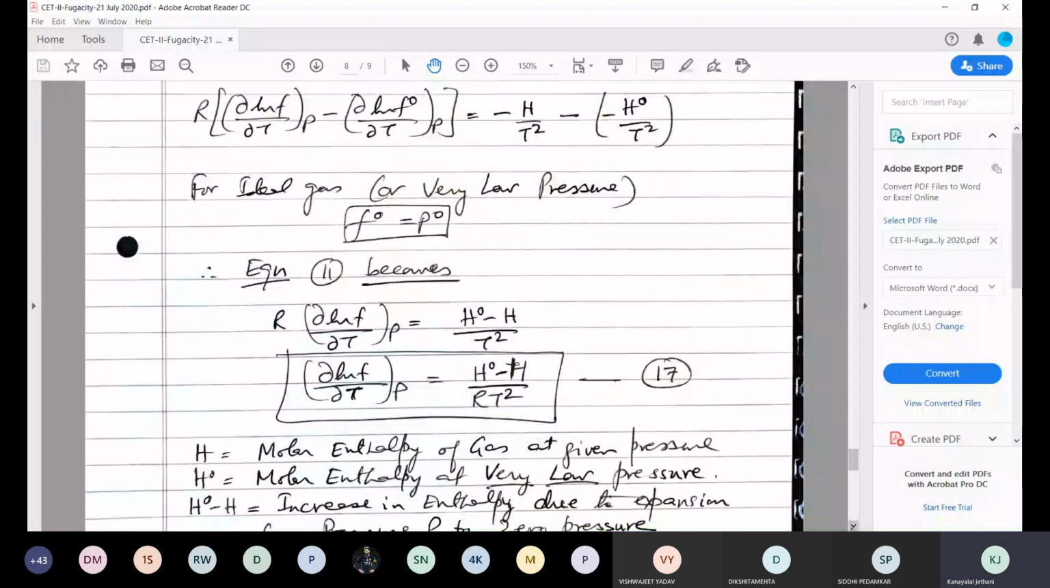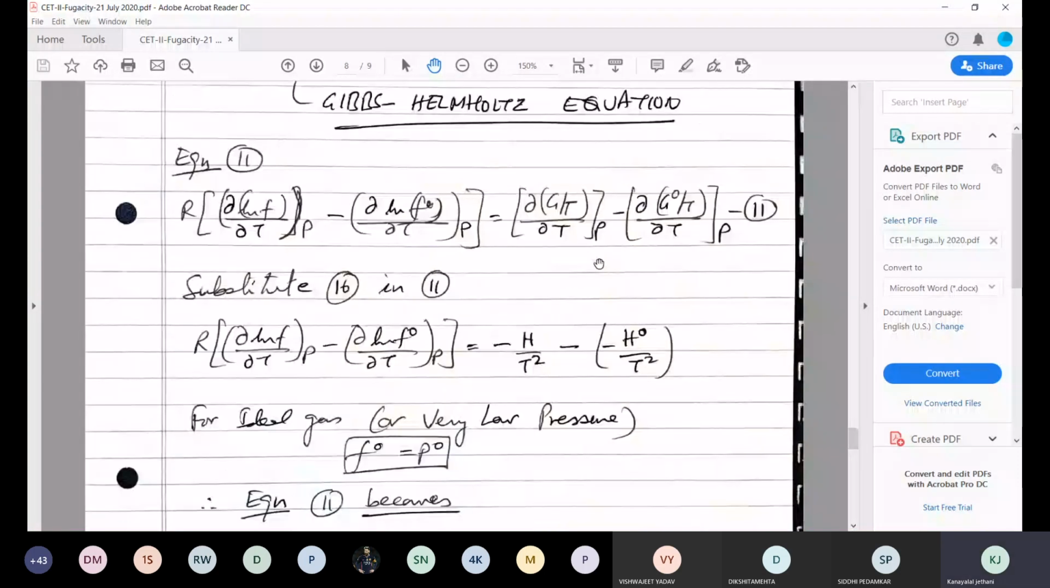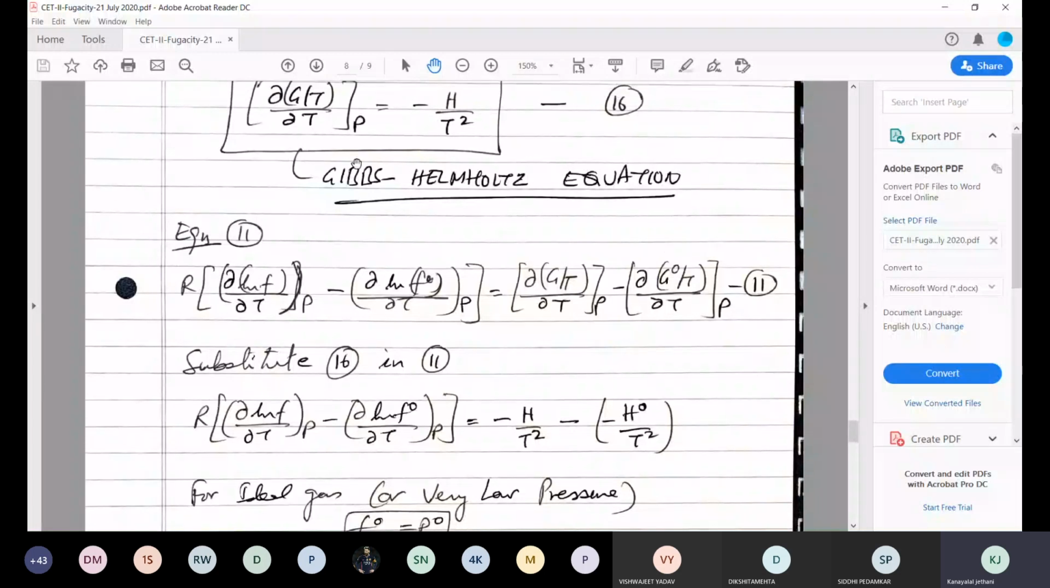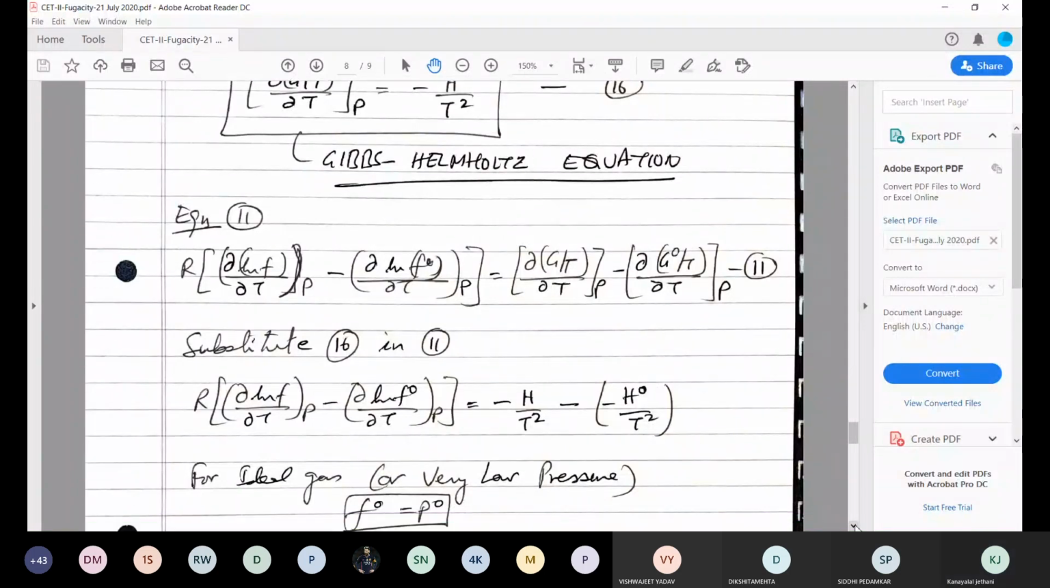So you can take equation 16 and substitute in 11. Okay, equation 11 ये था हमारा जो derive किया था हमने, पहले किया था. Now you take this thing and put in equation 11. So what we get is R into ∂ln f/∂T at constant pressure minus ∂ln f0/∂T at constant pressure, the right hand side, is equal to इसको minus H by T square में डाला ये इक्वेशन, और यहाँ पर minus H0, यहाँ पर G0 है तो H0 आएगा सुपरस्क्रिप्ट, right?